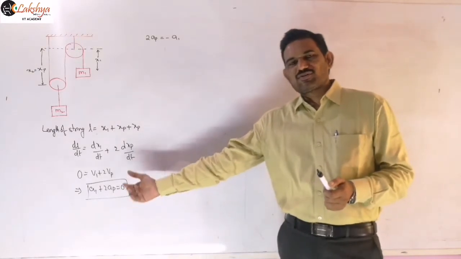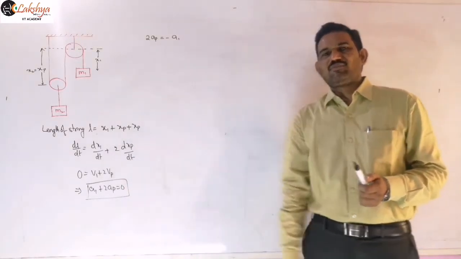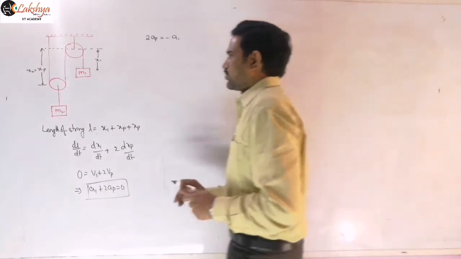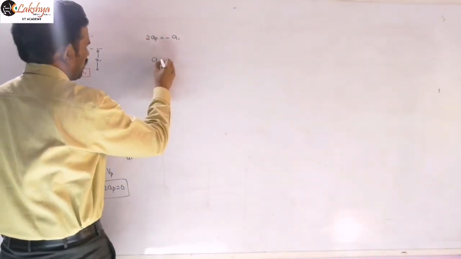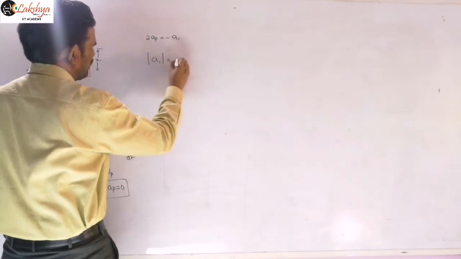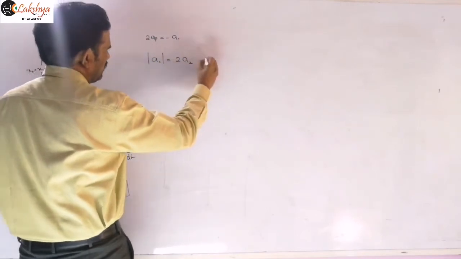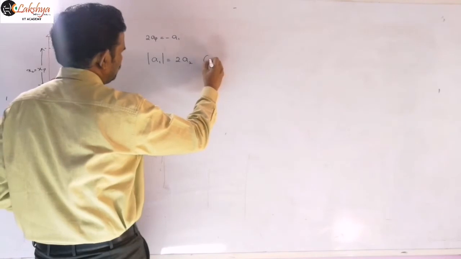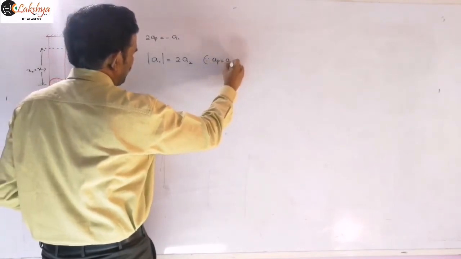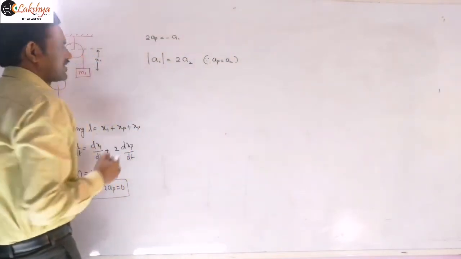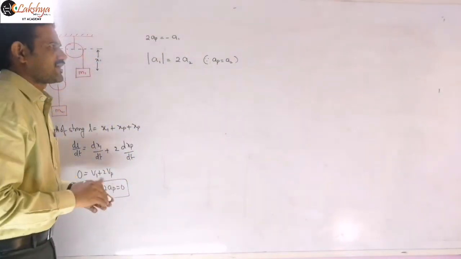If your a1 is positive, then automatically the acceleration of the pulley will be negative, right? And so I can write this as, therefore, now the magnitude of this A1 is equal to 2 into A2, so that the acceleration of the pulley is equal to the acceleration of the block here. So that is our relation here. That means to calculate that.